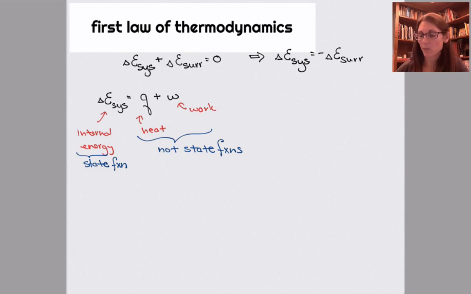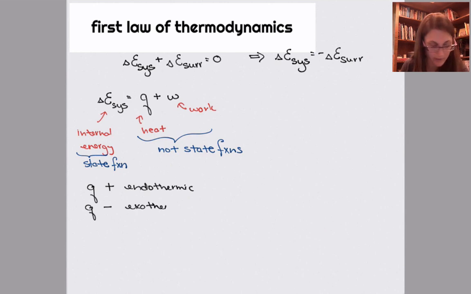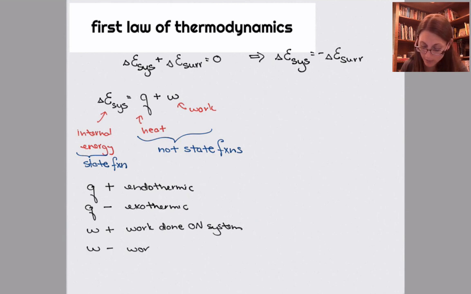When it comes to heat, which is more familiar to us, we know that heat can be gained by the system, so that'd be an endothermic process, or that heat can be lost by a system in an exothermic process. The same thing holds true for work. Work can either add energy to a system, in which case we say that work is done on the system, or work can be negative, where work is done by the system. In this class, we're only going to talk about pressure and volume work.